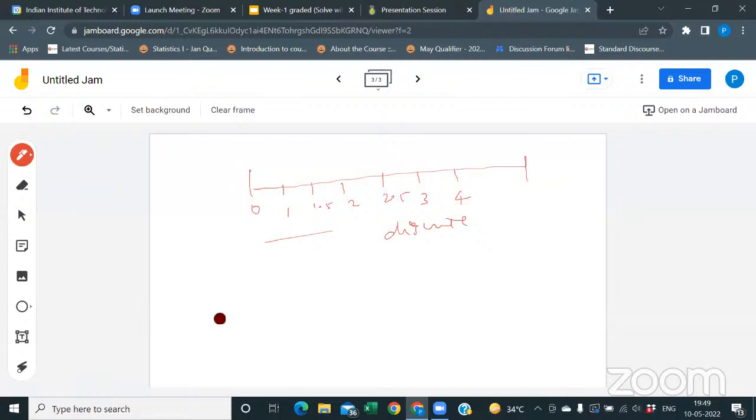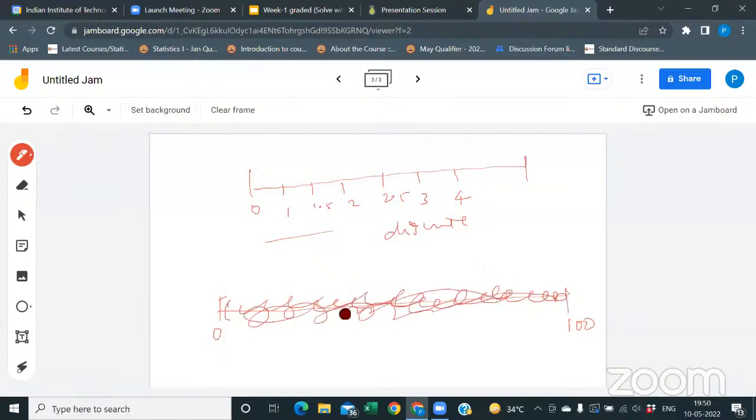Continuous: suppose I'm saying 0 marks is there, 100 is there. It can take any values between these two intervals. Any value. It is not taking distinct values here and here and here. Distinct means a distinct point. Suppose one is here, 1.5 is there, 2 is there, 2.8. You cannot say like, yeah, 1.432934799 rupees.